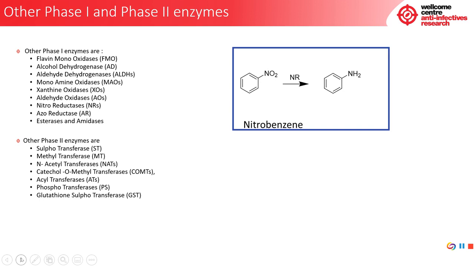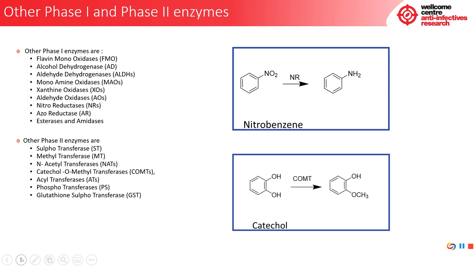There are other phase 2 enzymes just as well, apart from UGT. There are sulfotransferase, methyltransferase, N-acetyltransferase, catechol O-methyltransferase, acyltransferase, phosphotransferase, and glutathione S-transferase. In this panel to the right, we're looking at the conversion of catechol by catechol O-methyltransferase to methoxycatechol. Some of the other phase 1 and phase 2 enzymes are named after the functional group that they catalyze.